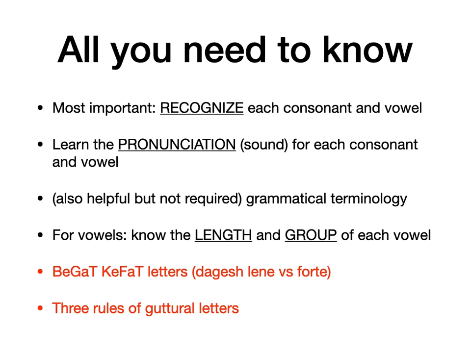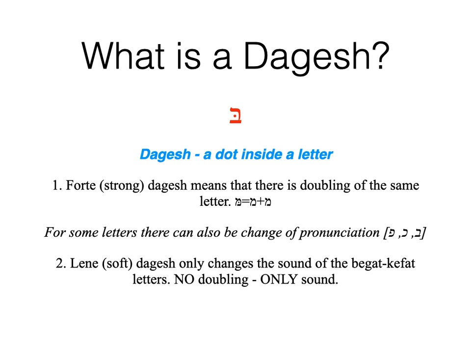Now we are going to look at the Begat Kefat and start there. So what are the Begat Kefat letters and what is special about them? The main thing about Begat Kefat letters is that they can take Dagesh Lene. Now what is Dagesh Lene and what is Dagesh in general? You already know the Dagesh because this is this little dot that is found in some of the letters of the alphabet, and with some it changes their pronunciation. So for example, the B becomes V if it has or has not the Dagesh.